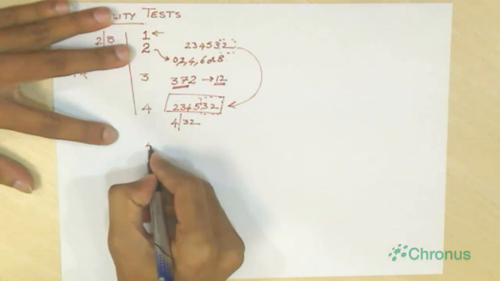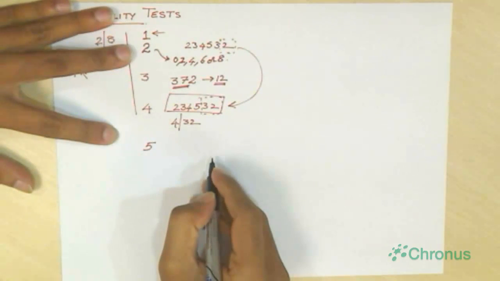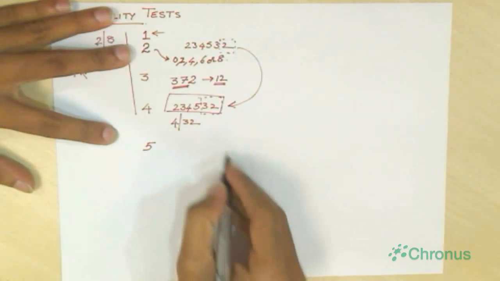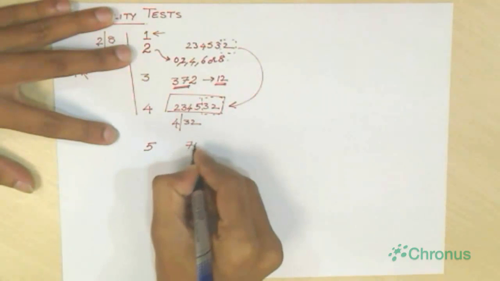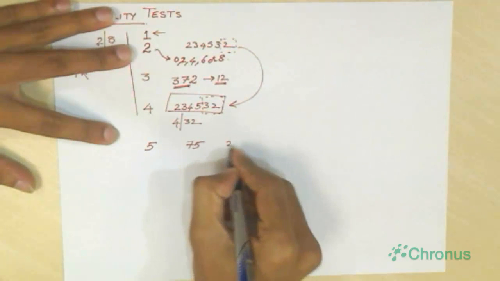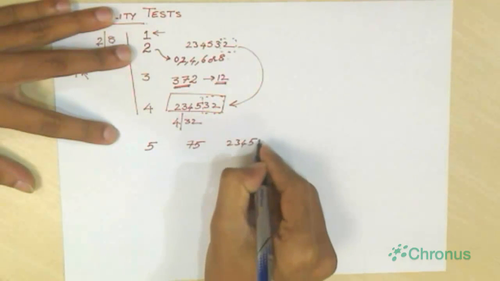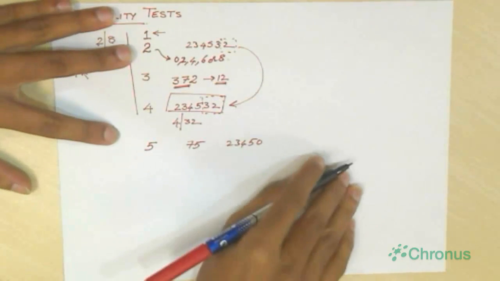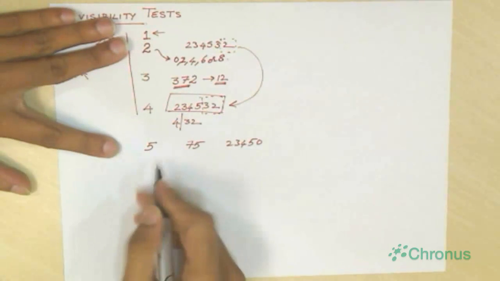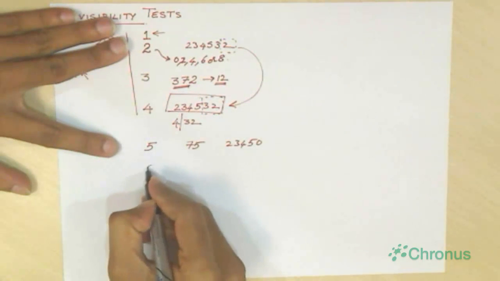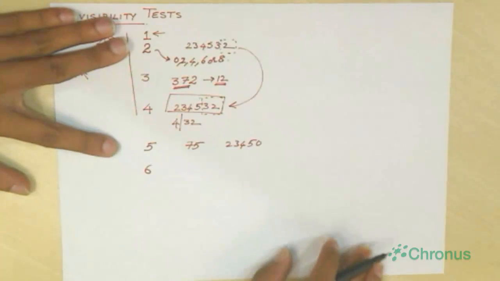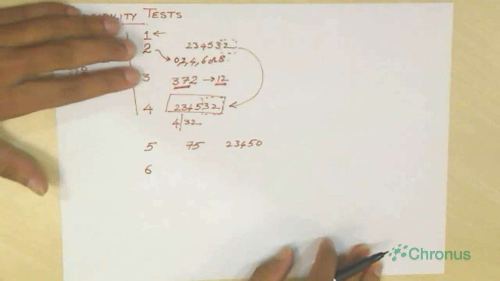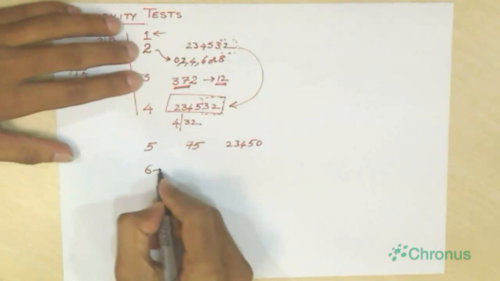A number is divisible by 5 if the units digit of the number is either 0 or 5. So 75 is divisible by 5, and 2, 3, 4, 5, 0 is divisible by 5. A number is said to be divisible by 6 if it is divisible by both 2 and 3. Obviously, because 6 has factors 2 and 3.